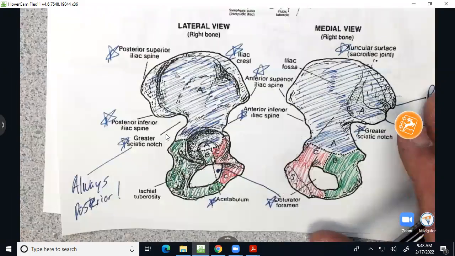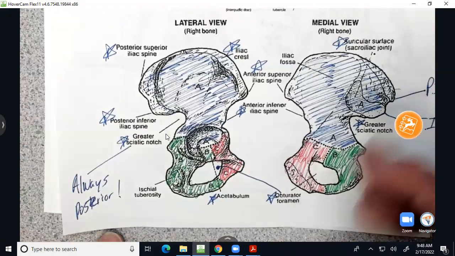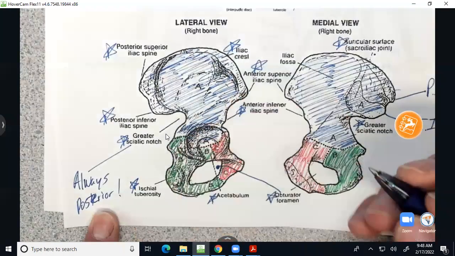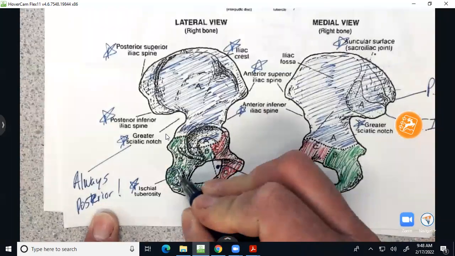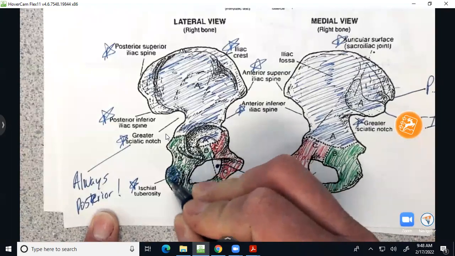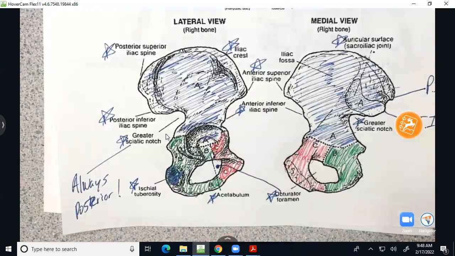Last structure associated with the ischial region is the ischial tuberosity. I'm going to kind of darken it up a little bit, just to make you see it a little bit better. That is the structure that, if you're sitting up straight, rests directly on your seat when you're in a good seated position. So your body weight has to be supported by that when you sit up nice and straight.